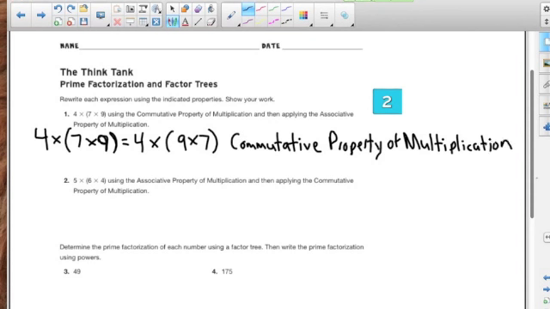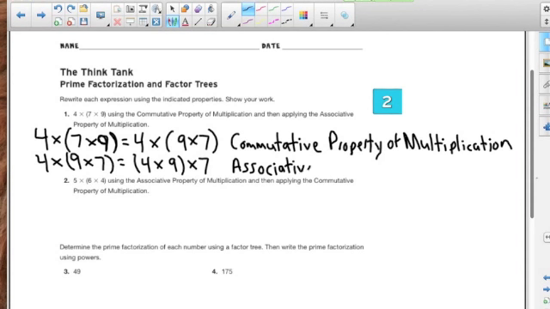What I'm writing in right now for this very first one, I gave you on your homework. So the first step is just showing the commutative property, which is moving the numbers around. The second step is taking that same equation and changing the parentheses, and that would be the associative property of multiplication, or changing the order in which we do the multiplying.